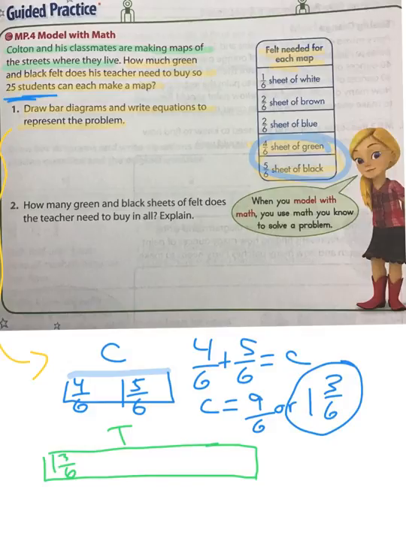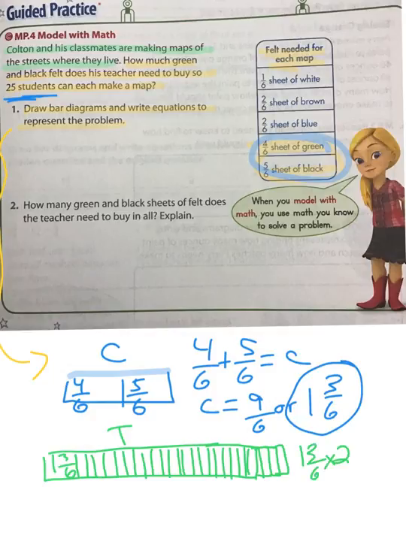So instead of writing 1 and 3/6 25 times, I'm just going to draw 26 lines. So I've got 1, 2, 3, 4, 5, 6, 7, 8, 9, 10, 11, 12, 13, 14, 15, 16, 17, 18, 19, 20, 21, 22, 23, 24, 25, 26. And this just shows me that it would be 1 and 3/6 26 times. Now I'm going to write my equation. So I have 1 and 3/6 times 25 equals T.